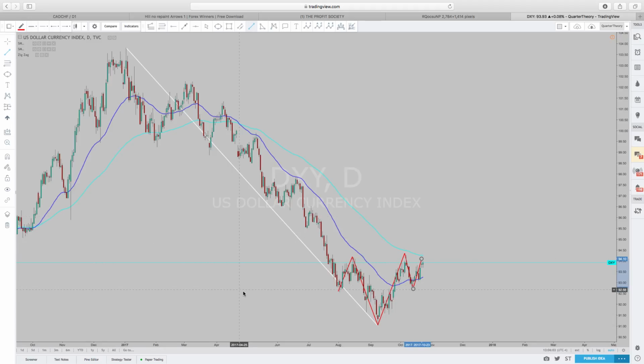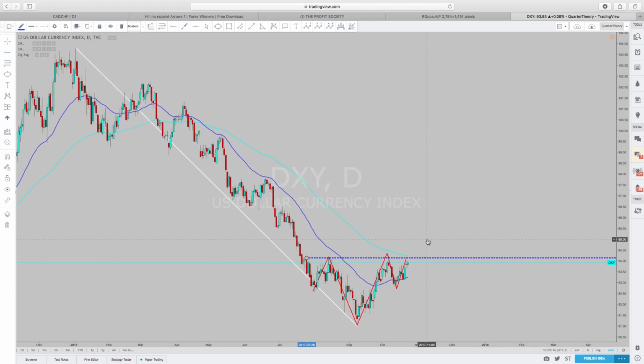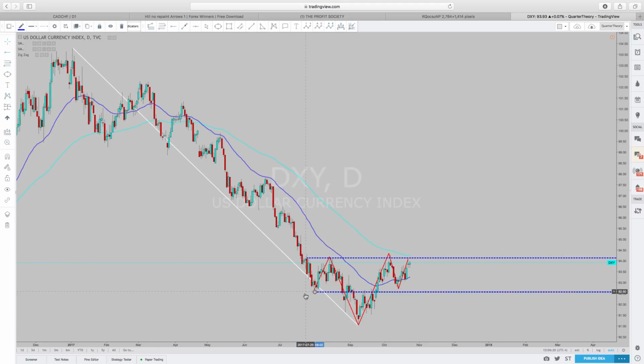So this would be considered my neckline. I don't even know what's going on here. Every time I use this tool, it just comes back to bite me in the butt. So this is the neckline that we need to have broken in order to confirm the head and shoulders. This is the actual right shoulder, head, left shoulder, came back to retest the neckline, the below neckline, and now it's heading upwards.